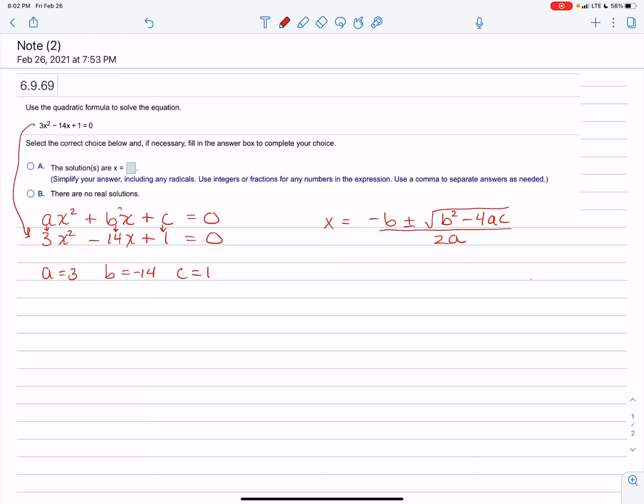So I'll substitute those numbers into the formula. So minus b, it'll be minus b, which is a negative 14, plus or minus the square root of b squared. So b is negative 14 squared minus 4, replacing a with 3 and c with 1, all over 2 times a. So minus a negative 14, that's going to be a positive 14, plus or minus.